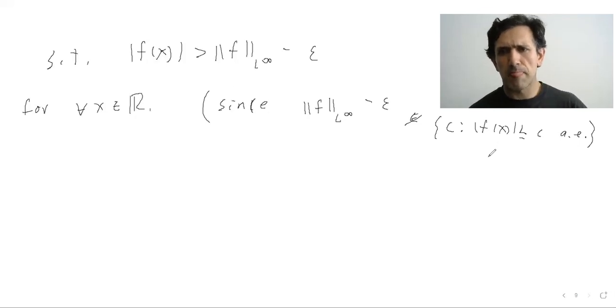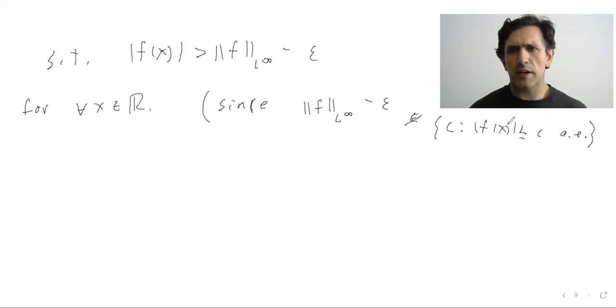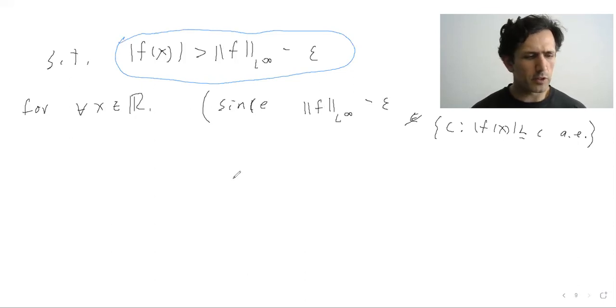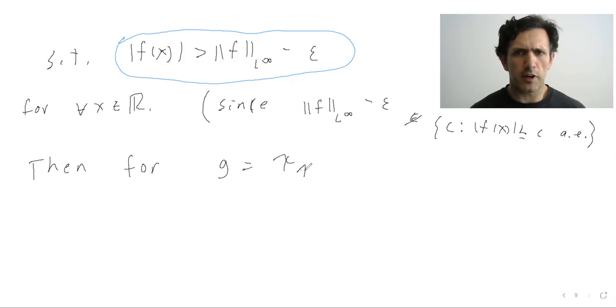So that means f of x is not less than or equal to the L infinity norm of f minus epsilon almost everywhere. So there exists a set of positive measure where this is true. And this is enough to cook up a very useful g to dump into my operator. So let's say g is the characteristic function of A over the measure of A to the 1 over p.